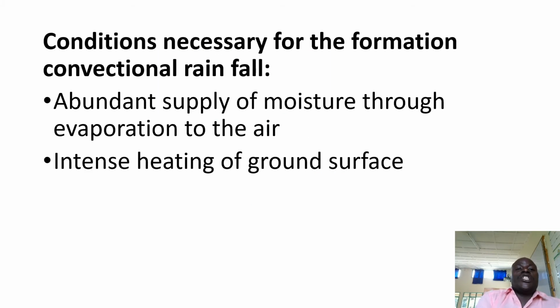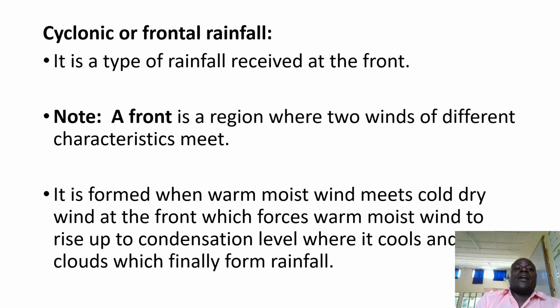Then we have conditions necessary for the formation of convectional rainfall. For this rain to form, there should be abundant supply of moisture through evaporation. And there must be intense heating of the ground surface. Then we have cyclonic rainfall as type number 3 and the last.